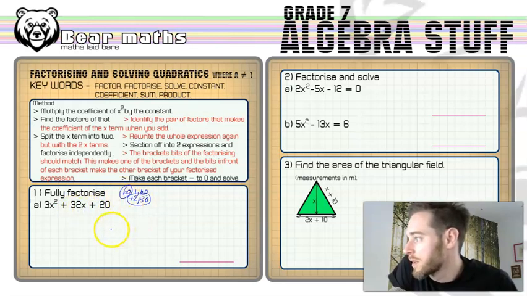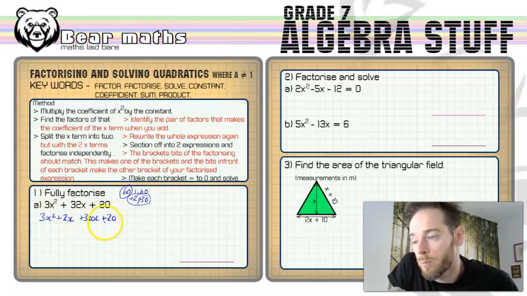The product is 60. Now we're going to rewrite the expression, but we're going to rewrite it with this as being a 2x, so plus 2x, and this 30 as being a plus 30x, and then plus that 20. So we've rewritten the expression. When you multiply out double brackets, you are able to collect together 2x terms. Well, we've just undone that here. We're undoing the process of multiplying double brackets.